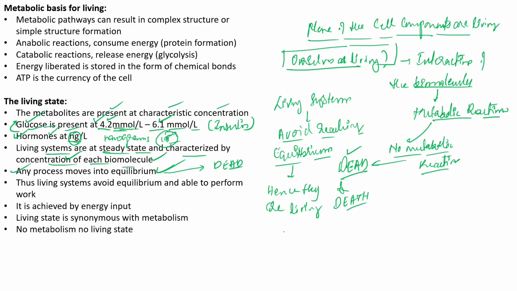So that is what the cells are doing. The cells will try their best to avoid reaching equilibrium, and this is done by the metabolic reactions, because ultimately the metabolic reactions consume energy and also yield energy, right? So you can see that living systems avoid equilibrium and are able to perform work. Hence avoiding equilibrium can be achieved by energy input, and we know that ultimately the energy is in the ATP molecules, right?